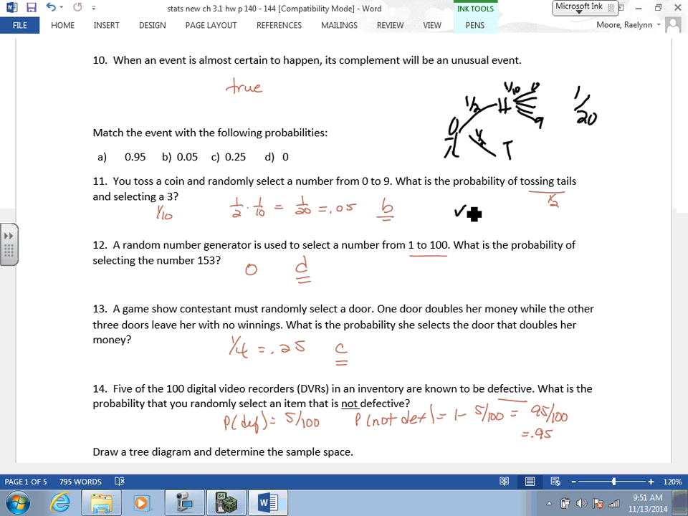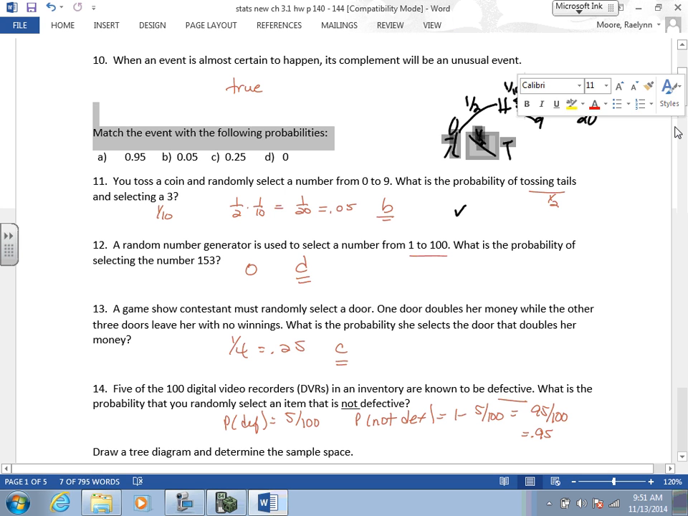Your game show. This is the one we talked about, the Monty Hall type one, where they pick a door, and when he takes one door away, then her probabilities will change. So if she has 4 doors to choose from, each one is going to give her a 25% chance of getting that right. Good so far?